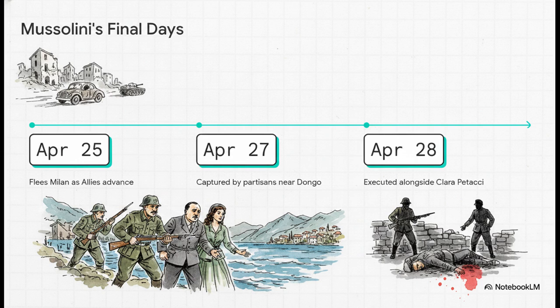As the Allies broke through the final defenses and local partisans started rising up in the cities, Mussolini's position became completely hopeless. On April 25th, he fled Milan, trying to make a run for the Swiss border. But just 2 days later, local partisans captured him and his mistress, Clara Petacci, near the village of Dongo on Lake Como. The very next afternoon, both were executed.